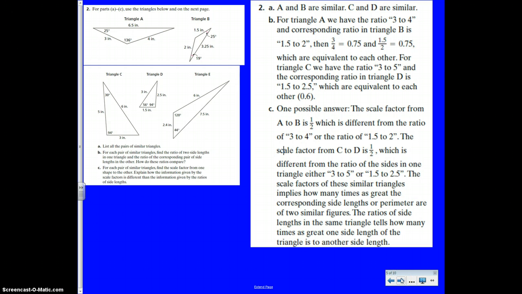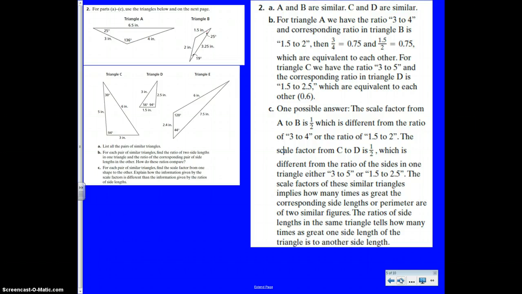Problem 2 asked you to find the triangles that were similar. So A and B are similar and C and D are similar. Find the ratio of the two sides in one to the ratio of the other. A was 3 to 4 and B was 1.5 to 2, which are both equal to 0.75. For C, the ratio was 3 to 5, and D, the ratio was 1.5 to 2.5, and those are both equal to 0.6.